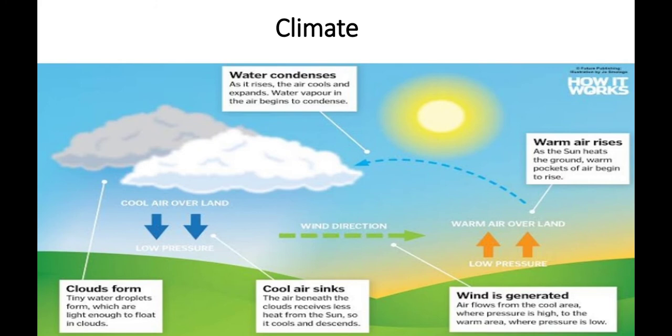So this is the importance of the equatorial region. There is no winter season because the sun's rays are very direct on this region. That's why there is no winter season. The temperature varies between 30 degrees to 35 degrees Celsius.